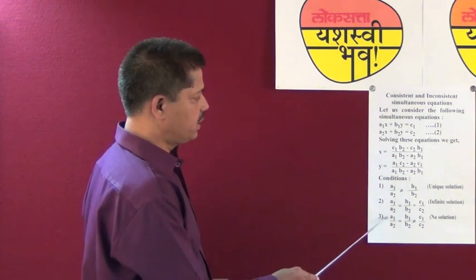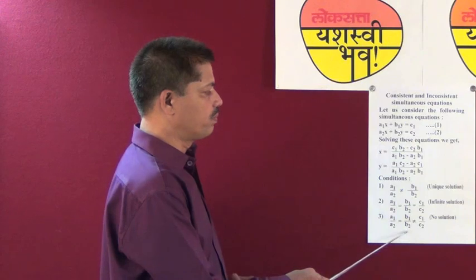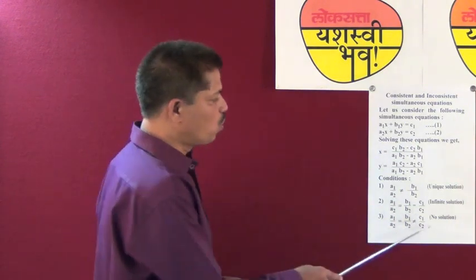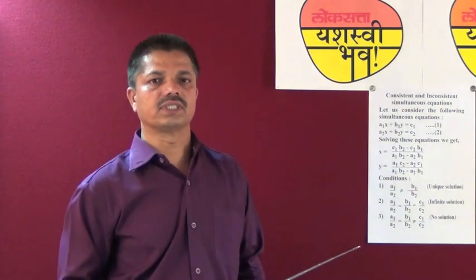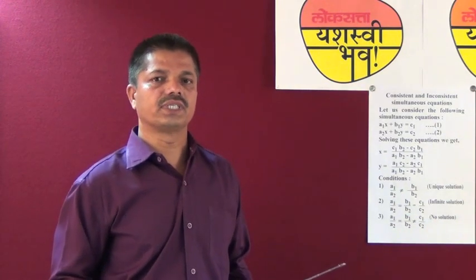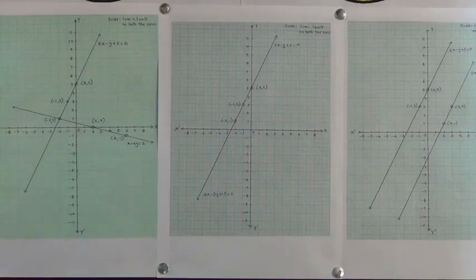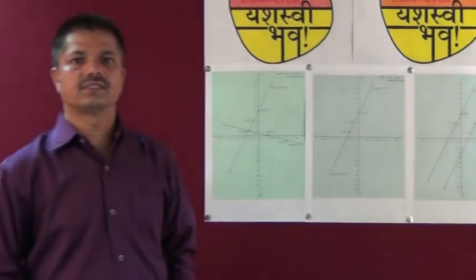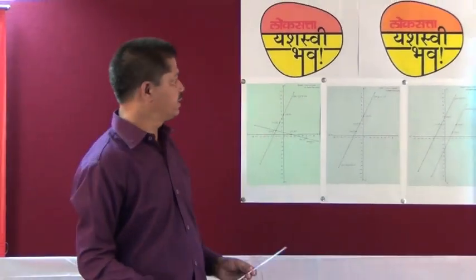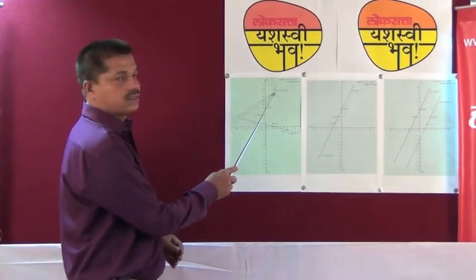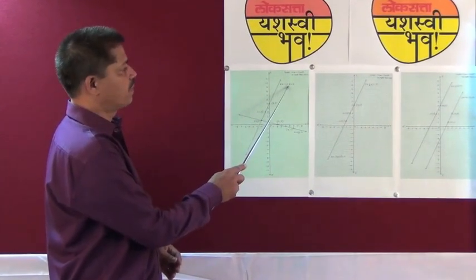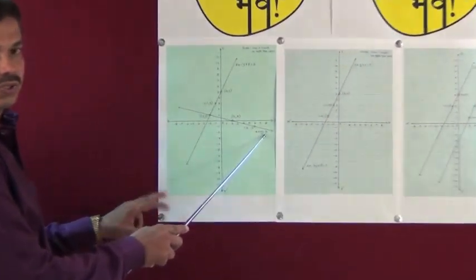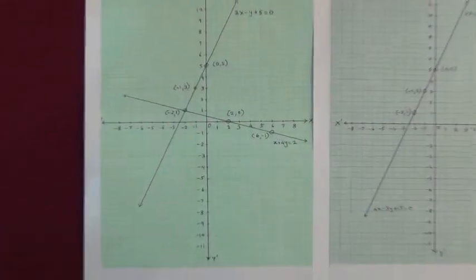When the condition is a1 upon a2 is equal to b1 upon b2 is not equal to c1 upon c2, you will find there is no solution to these equations, and therefore these equations are inconsistent. Let us see now the graphical interpretation of consistent and inconsistent simultaneous equations. Let us take an example of two equations, 2x minus y plus 5 is equal to 0 and x plus 4y is equal to 2, which we have already studied in the previous example.